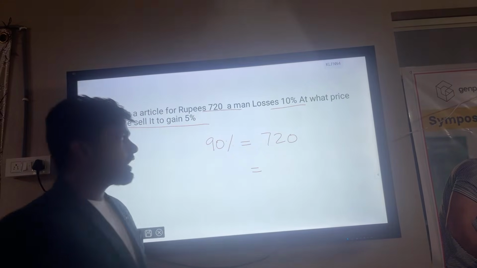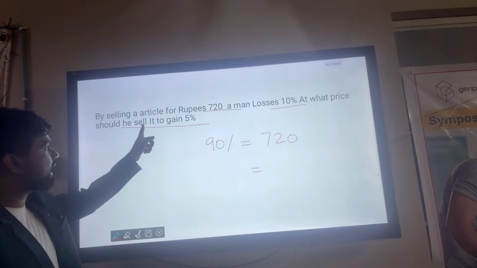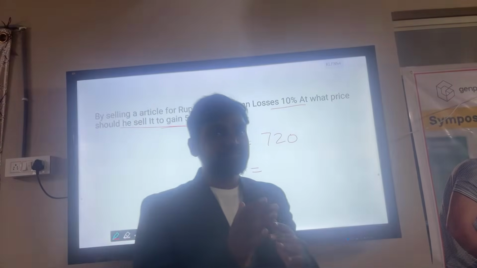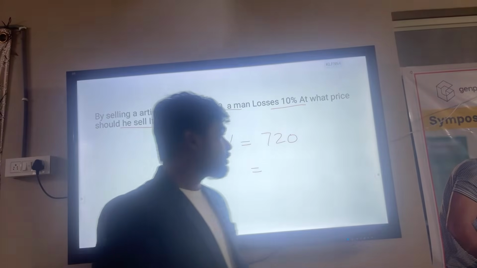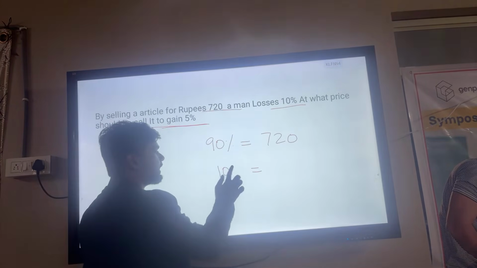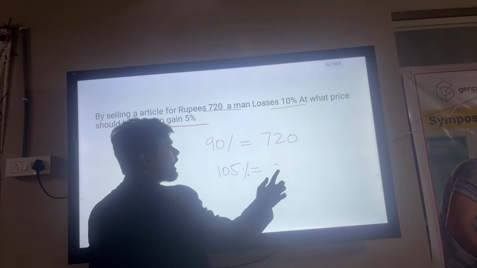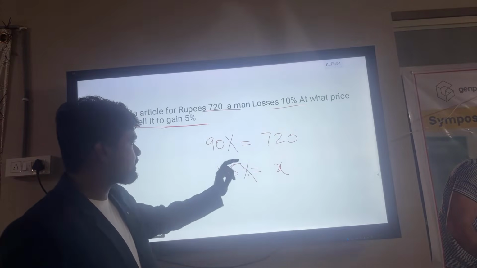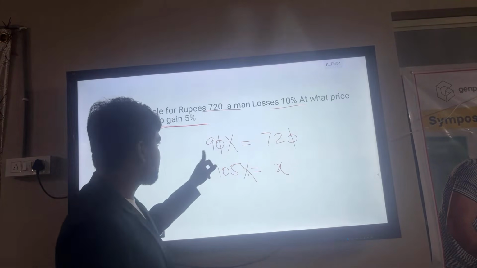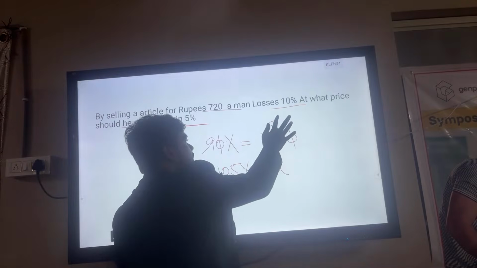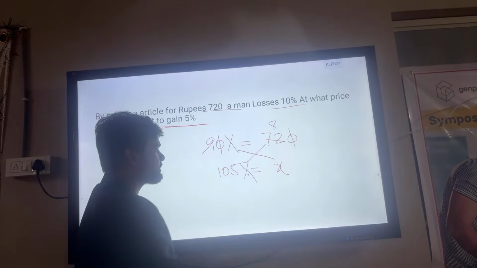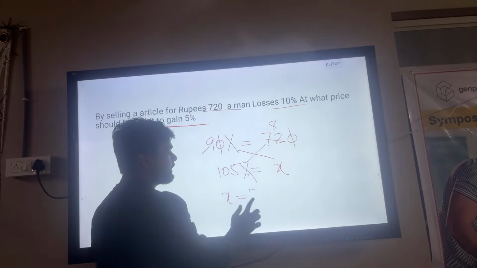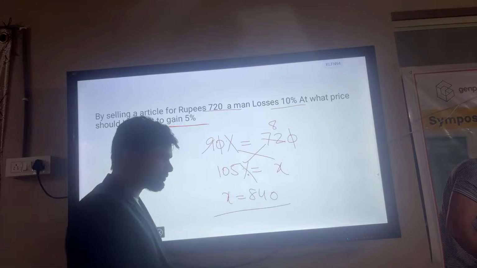And in the next case, he has to get the gain of what percentage? 5%. What is the cost price? 100. So gain means plus 5. So what is the percentage here? 105%. And its value you have to identify, nothing but x. Percentage cancel, 0 0 cancel, 9 ones are 9, 9 8s are 72. When you cross multiply, x is equal to 105 into 8, nothing but 800 plus 40. 840 is the answer.